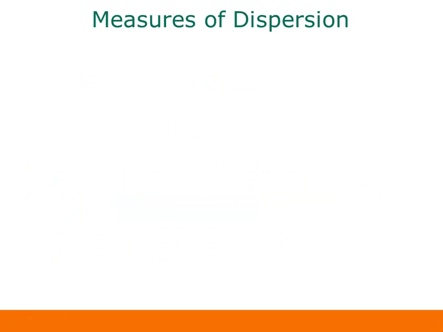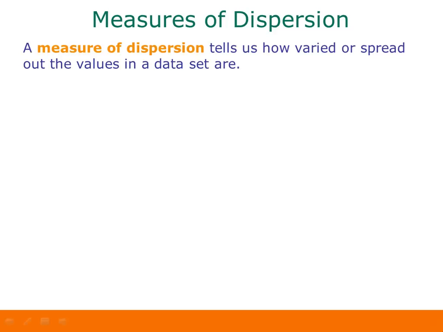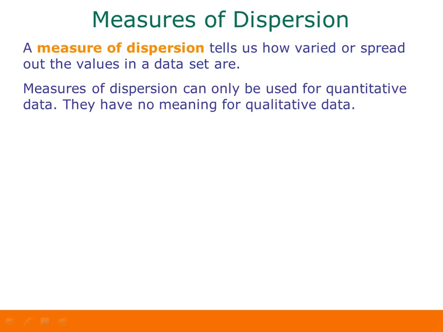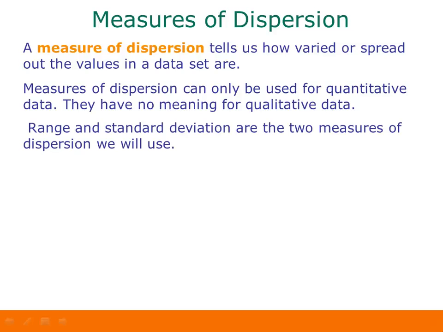Before we talk about those objectives, we need to talk about what measures of dispersion are. So a measure of dispersion tells us how varied or spread out the values in a data set are. Measures of dispersion can only be used for quantitative data. They have no meaning for qualitative data. Range and standard deviation are the two measures of dispersion we will use.